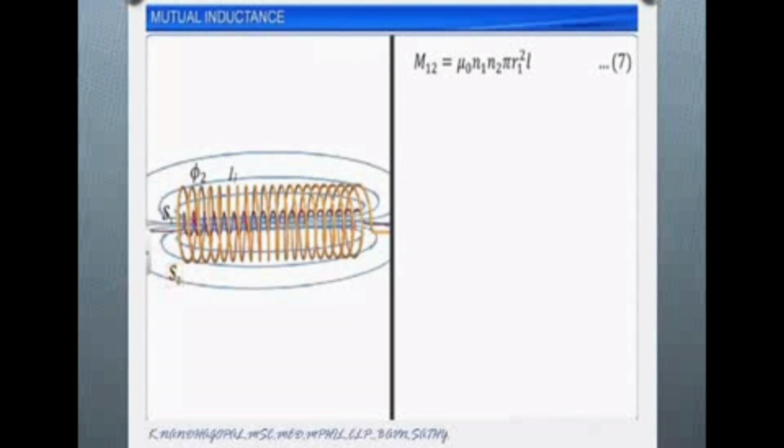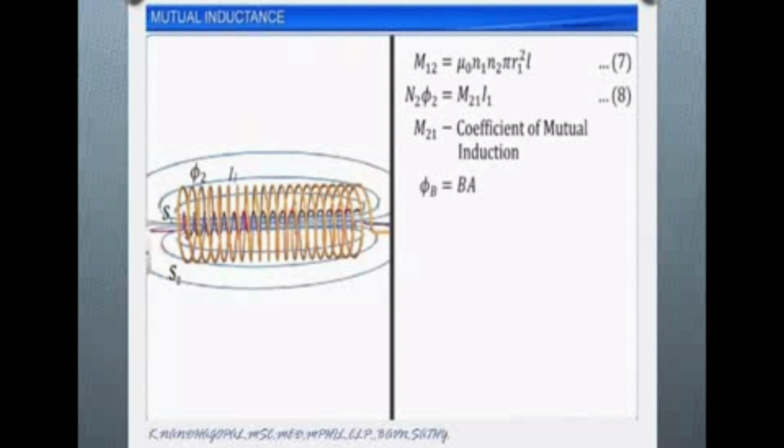Again the same calculation, because it has the same length. So again you are writing N2 phi 2 equals M21 I1. That is the magnetic flux produced in the secondary coil. The mutual inductance produced in the primary coil you have to calculate. So M21 is the coefficient of mutual inductance. Now current is flowing in the secondary coil, and due to that mutual inductance is produced in the primary coil.